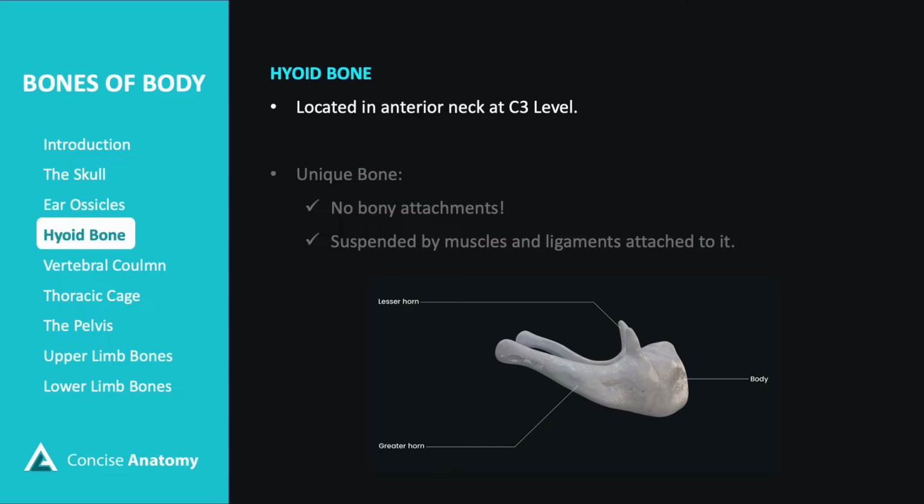The hyoid bone, located in the anterior neck at the C3 level, is a unique bone with no bony attachments. It is suspended by muscles and ligaments, serving as a vital anchor for the tongue and a support structure for swallowing and speech.